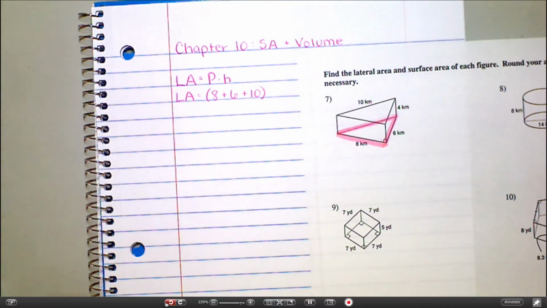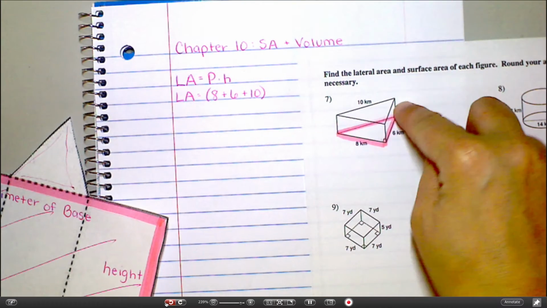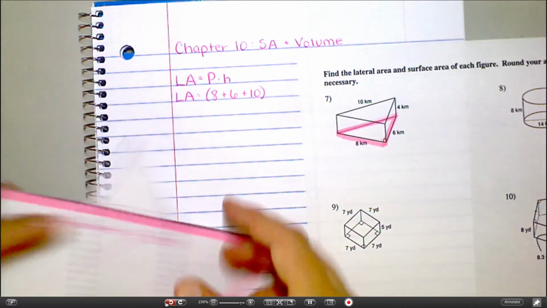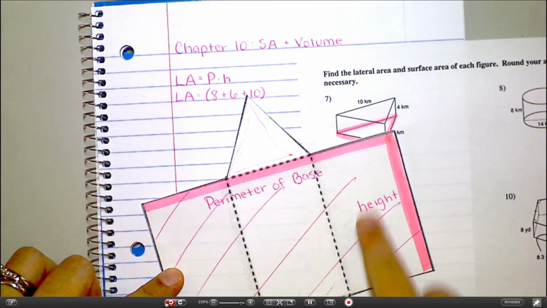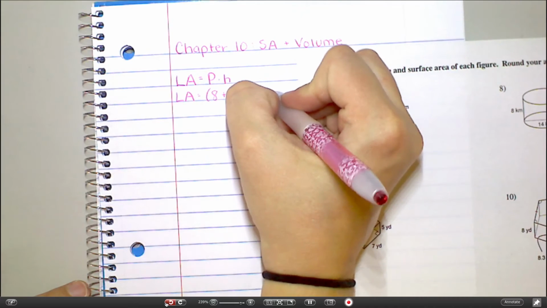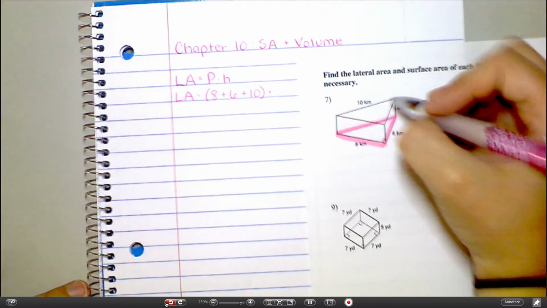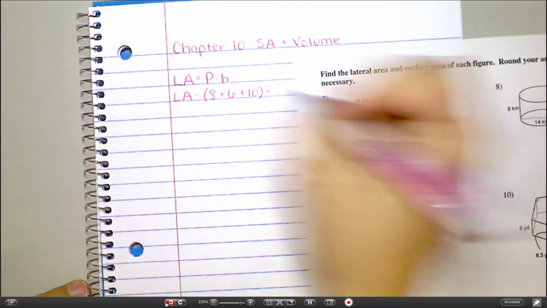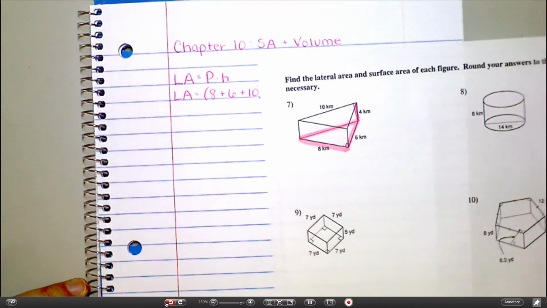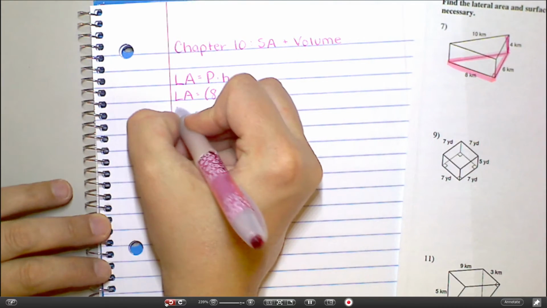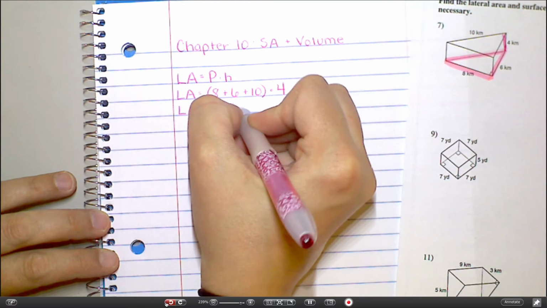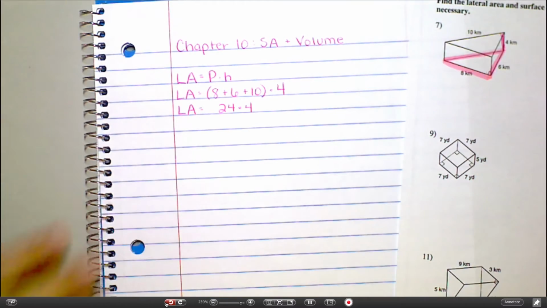And remember what that's really doing is, see how there's 3 rectangles along the outsides of that prism? That's putting those 3 rectangles together into one big rectangle. Okay. Times, what's the height of the prism? The height of the prism is this 4 here, yep. Okay. What is 8 plus 6 plus 10? 24. So this would be 24 times 4. That's going to be my lateral area.